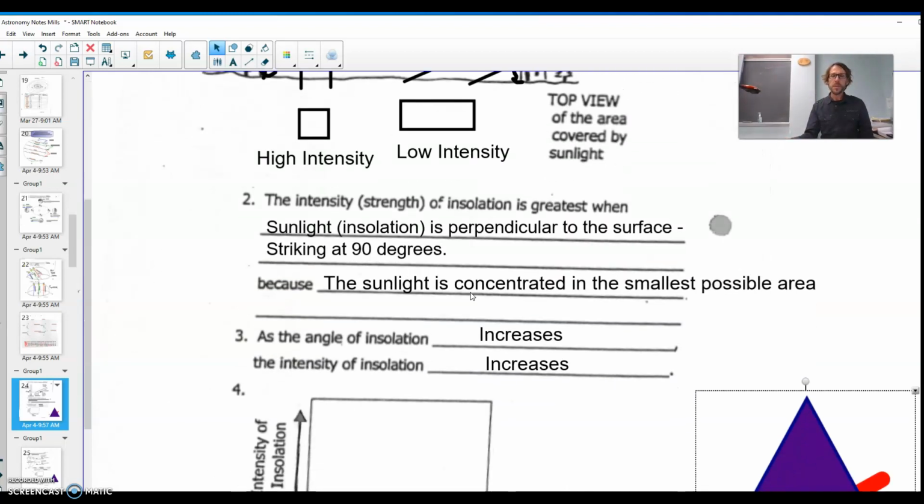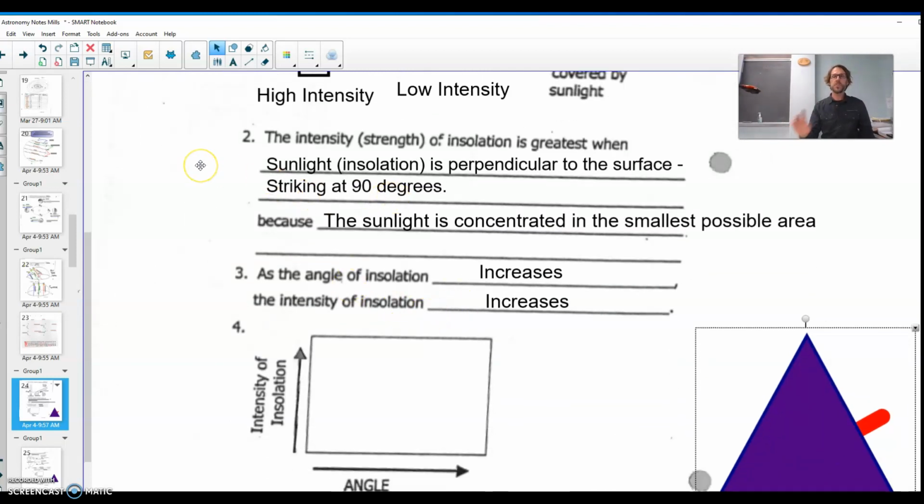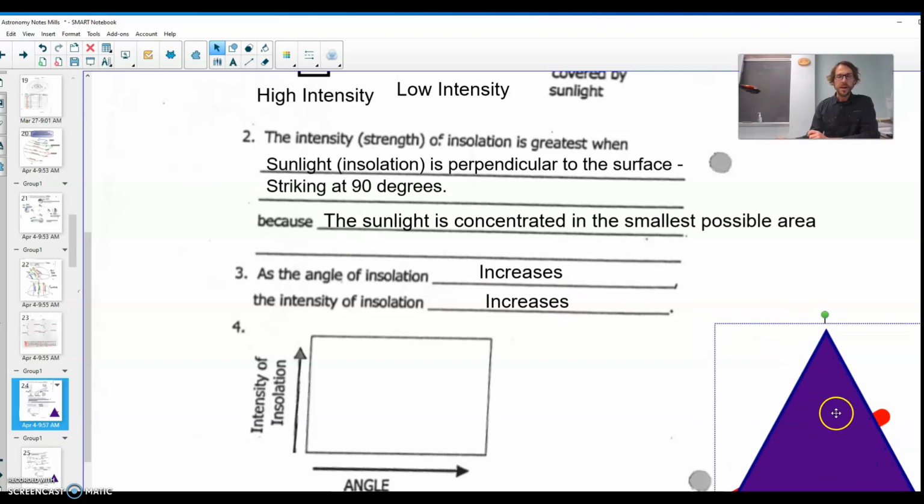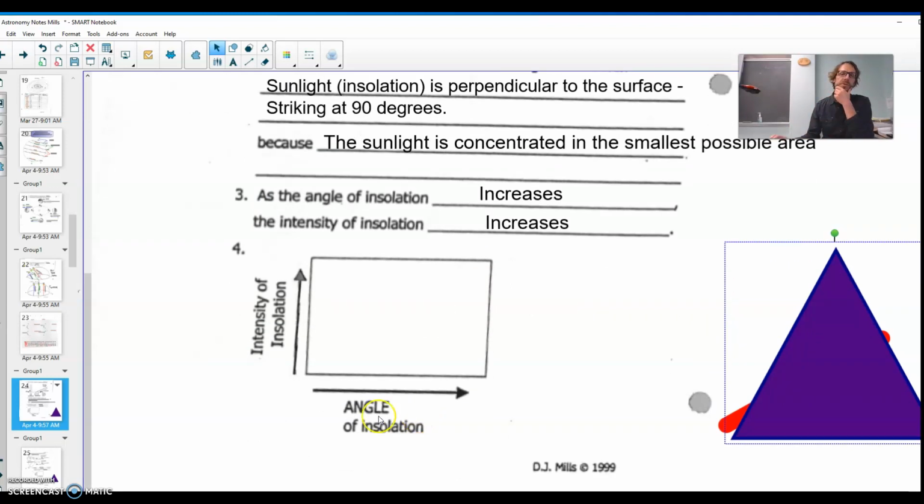So the intensity of insolation is greatest when the sunlight, or insolation, is perpendicular. Perpendicular means to the Earth's surface. In other words, striking at 90 degrees, because the sunlight is concentrated in the smallest possible area. And as the angle of insolation increases, the intensity of insolation also increases. So we want you to then draw a line showing this relationship, angle of insolation versus intensity of insolation. Go ahead and do that.